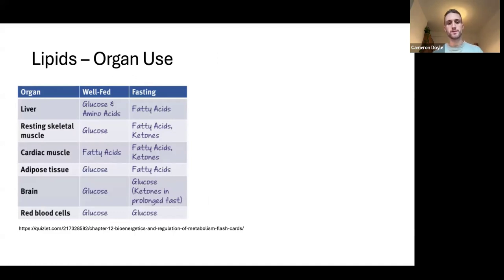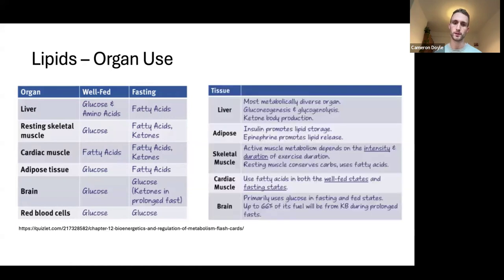So, organ use. You can see here that, as I said, in the fed state, most tissues are using glucose, with the exception of cardiac muscle. In the fasting state, on the other hand, alternative pathways are used because even though the process is slow, if you don't have any glucose around, you haven't really got much choice. And fatty acids, as we mentioned, are very energy dense, so you might as well go through the beta oxidative pathway and get hold of that sweet ATP.